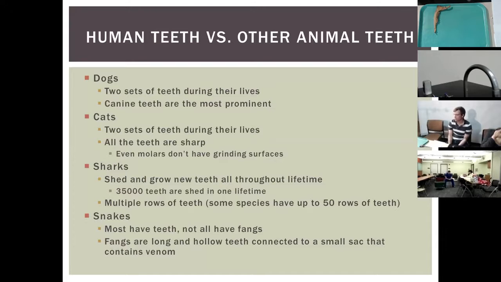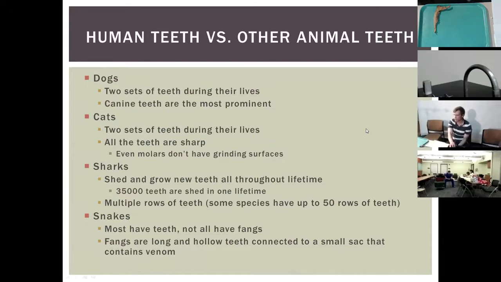Cats likewise have 2 sets of teeth during their life, but all of the cat's teeth are very sharp. Even the molars don't have grinding surfaces. So all of the teeth in a cat are really sharp. So that's going to tell you that a cat is more of a carnivorous creature than one that's going to eat a lot of plants and things like that.